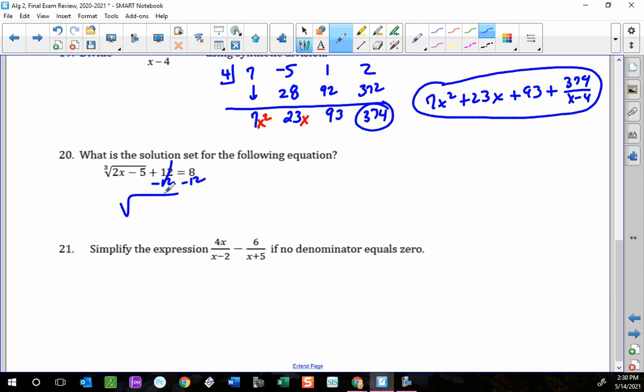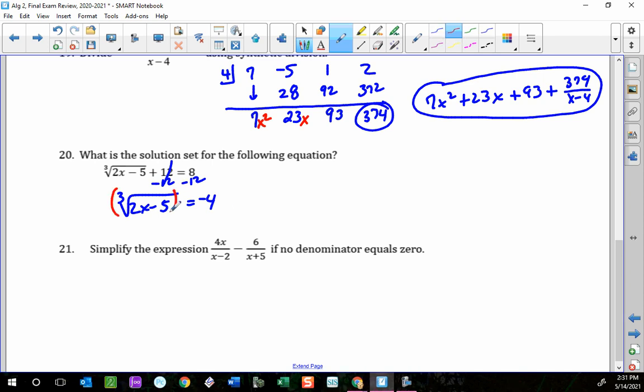So I get the cube root of 2x minus 5 equals negative 4. Now, equaling a negative is okay for a cube root. You can do the cube roots of negatives and get a negative answer. If it was a square root, I would stop here and say that there's no solution, but this is possible.